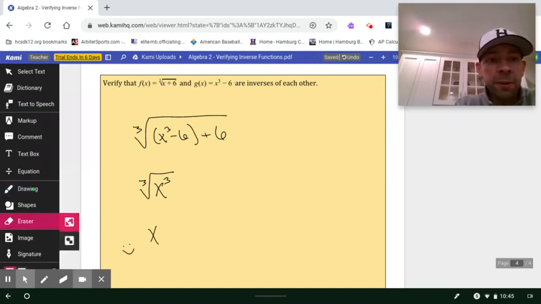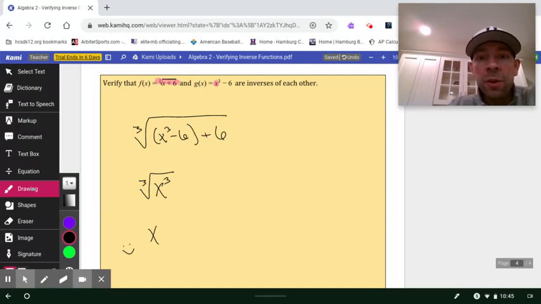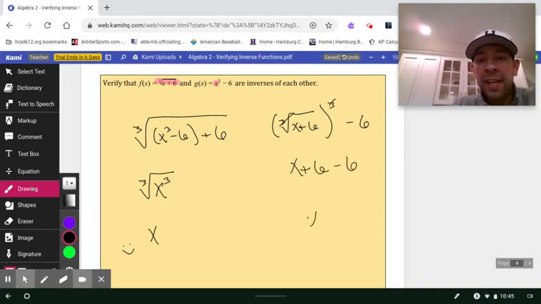All right, the next thing I want to do is erase those and start over here. What if I replaced this x with this function? What would that look like? So I've got the cubed root of x plus 6 raised to the third power minus 6. This time, the first thing that cancels are these cubes. Now the 6s cancel, and I'm left with just x. How cool is that?